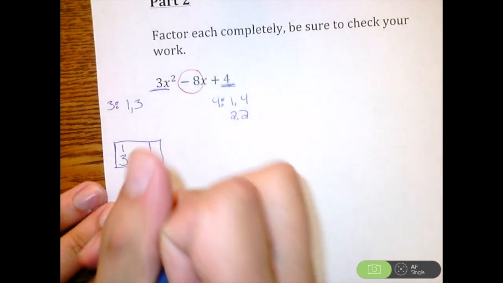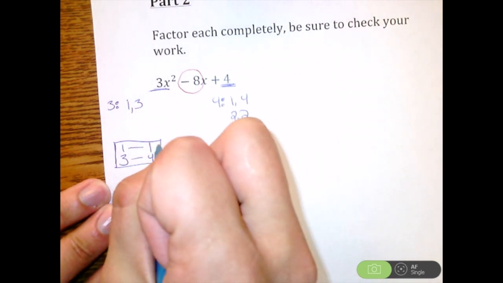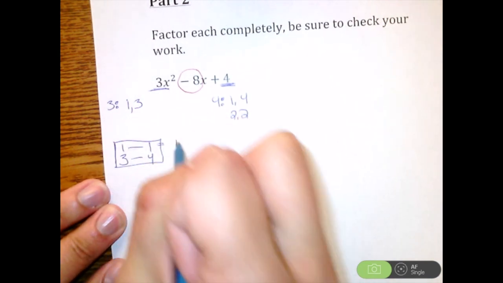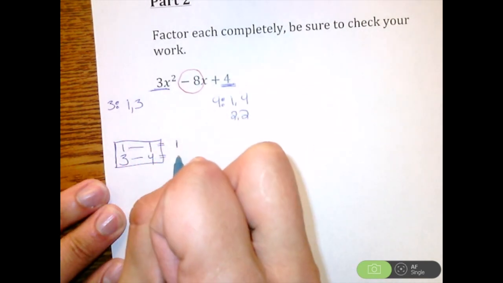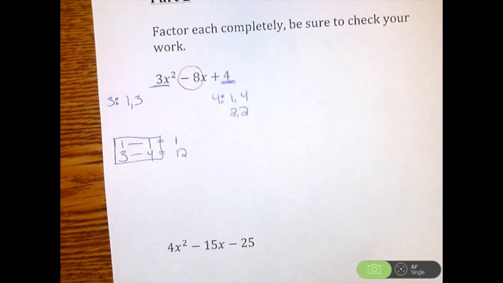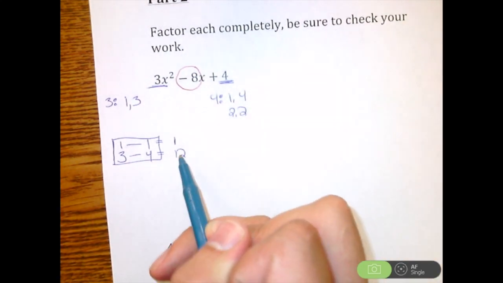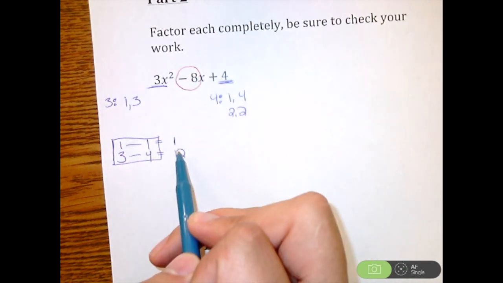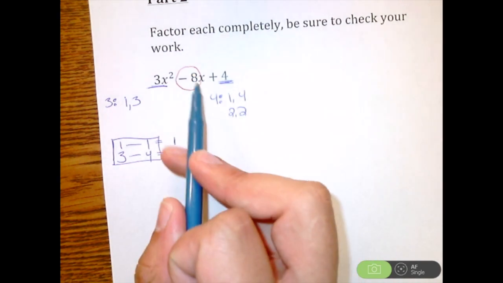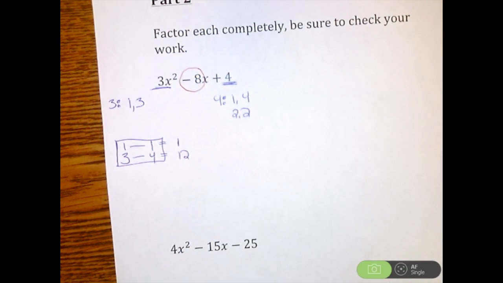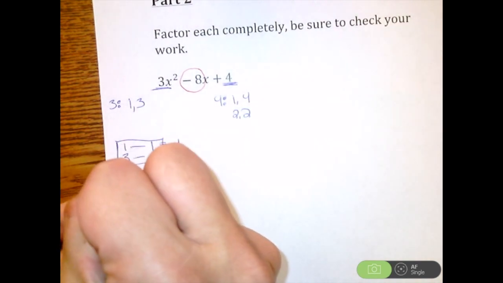So box method, we're going to start by multiplying straight across. 1 times 1 is 1. 3 times 4 is 12. So if I look at 12 and 1, can I somehow get -8 out of that? Not really going to work. 1 and 12 will not get us -8. So that's multiplying straight across.